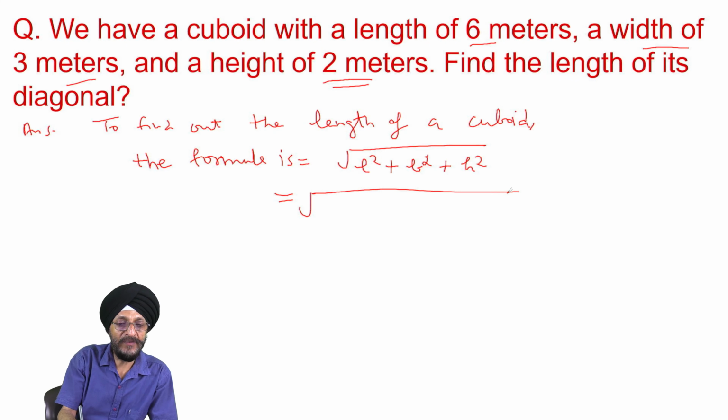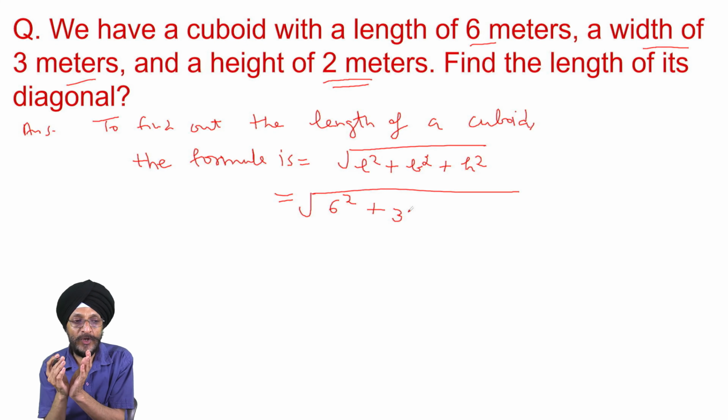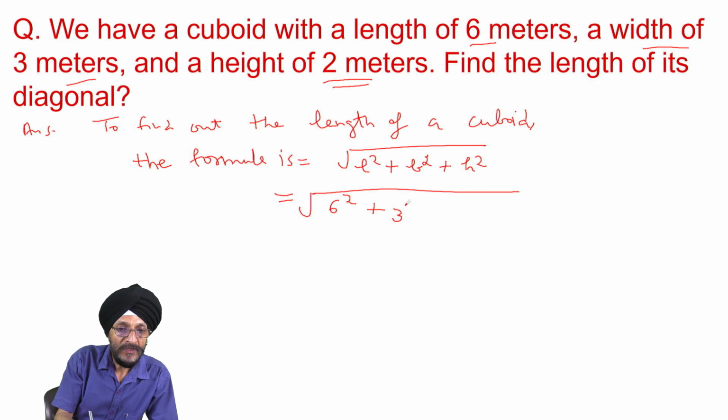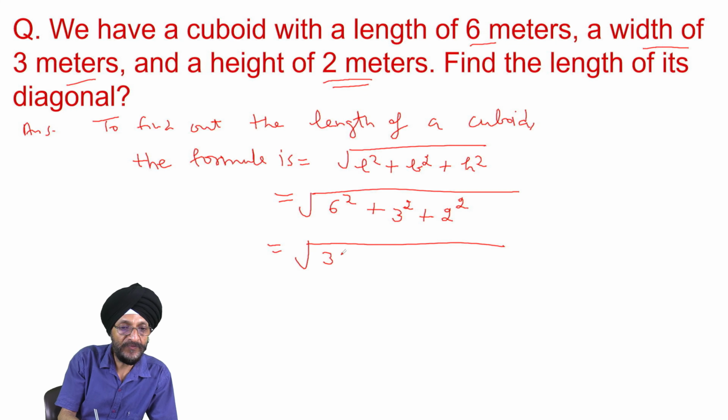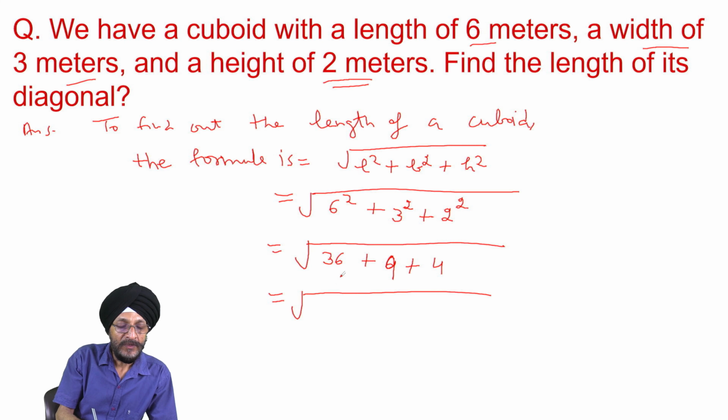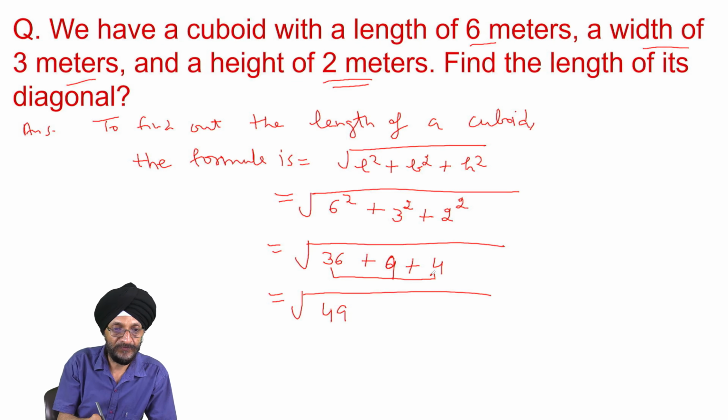Now we are to put in the values of length, width and height. What is the length? 6 square. What is the breadth? Breadth is 3. Width is also known as breadth. 3 square plus height. Height is 2, 2 square. 6 square means 36. 3 square means 9. 2 square means 4. It will become 49 when we add these three items.